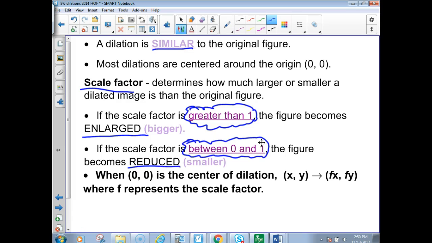Numbers between 0 and 1 would be things like a half, a third, or, as just examples, 0.2. You can have decimals also. When (0, 0) is the center of dilation, you multiply the x and the y by the scale factor. F is used for scale factor here, though it might be some other letter as well. In the case of today, most of them are R, the letter R, a rate or scale factor. I don't know why they use an R.